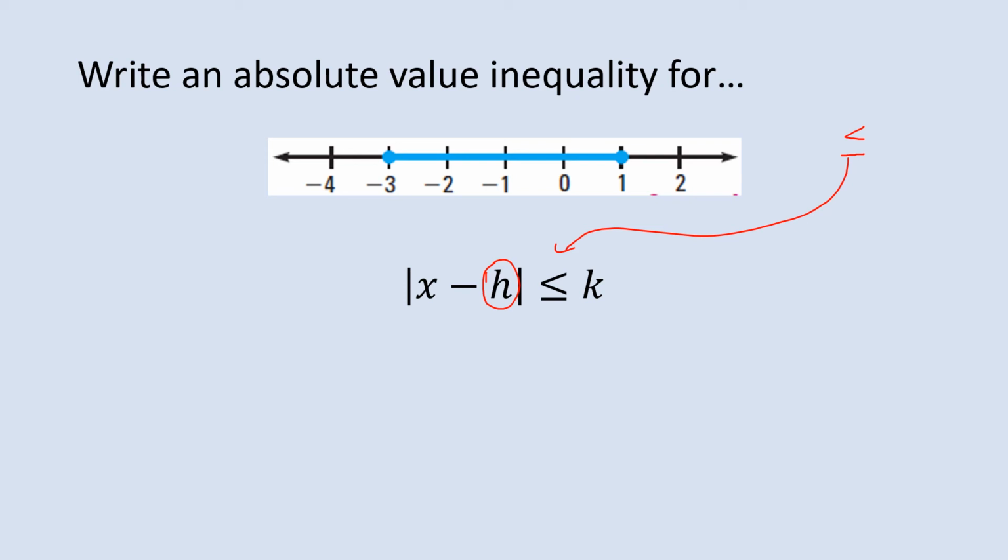All right, so in this case, the center is -1. We're going to put a -1 in for h. So to start off, we have x minus -1 is less than or equal to k. K is how far we are moving from the center to each of these endpoints. So it's 2 away from the center to each of those endpoints, less than or equal to 2. If we were to clean this up, here we have minus a negative, so we could write it as x plus 1 inside the absolute value is less than or equal to 2.